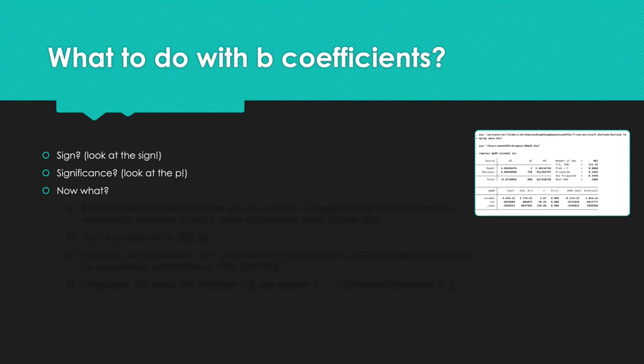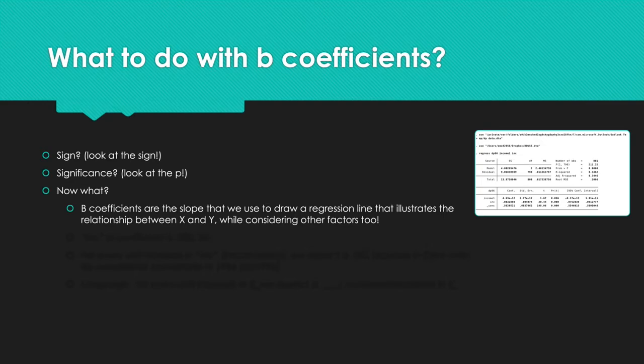So now that we've done that, what do we do next? Well, the beta coefficients, as you recall, are the slope that we used to draw a regression line that illustrates the relationship between x and y while considering other factors. That's a multivariate regression model. So it tells us what the impact of a variable is on our dependent variable while considering everything else.